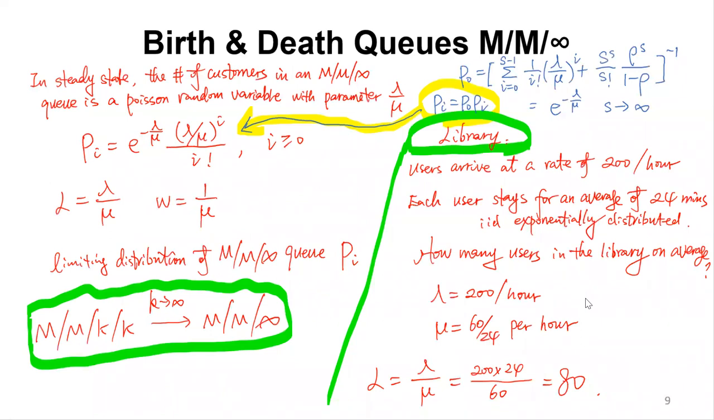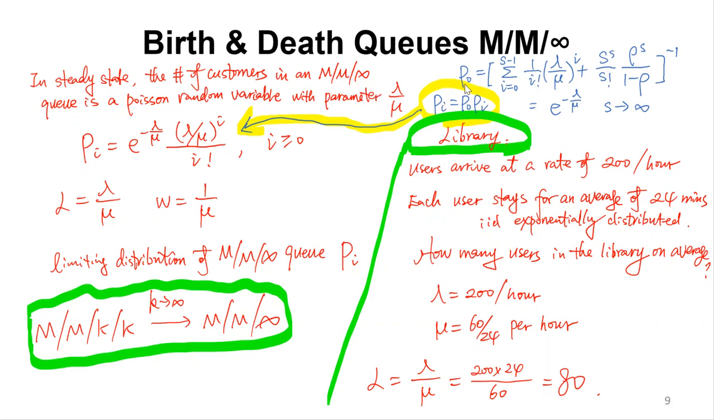So far we had a look at the M/M/1 queue and the M/M/S queue. Now let's have a look at the M/M/infinity queue. In steady state, the number of customers in the M/M/infinity queue is a Poisson random variable with parameter lambda over mu. Now, you see here, when we calculate this part, this is infinity, right?